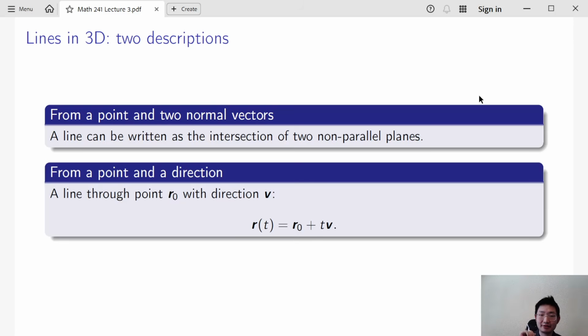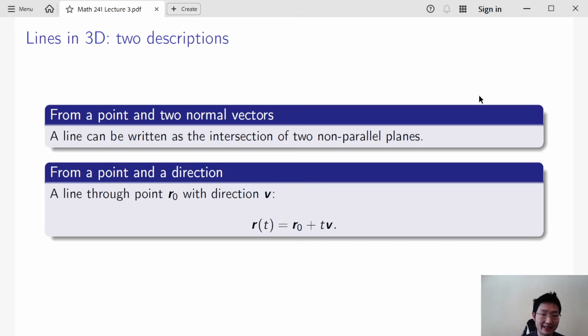We can also characterize a line in the 3D space from a point and a direction. If the line passes through the point R0 and the line has a direction v, then the line can be characterized by a vector function here. Here it is a very special function. It has a one-dimensional input, but it has a three-dimensional output. R of a real number t here is equal to R0 plus t times v.